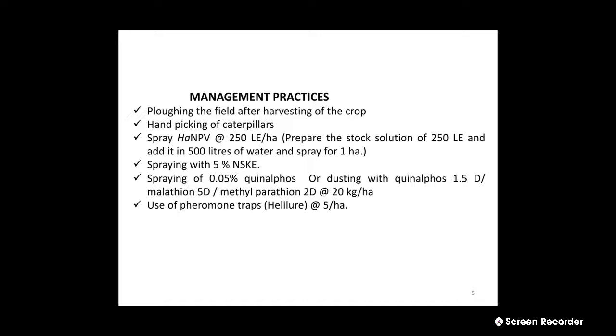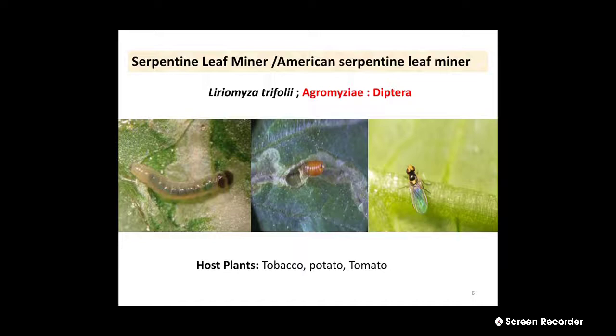Then the second pest of tomato is serpentine leaf miner or American serpentine leaf miner. The scientific name of this pest is Liriomyza trifolii, and it belongs to family Agromyzidae and order Diptera. In the image we can see the different life stages of leaf miner, that is larva, pupa and adult fly of the leaf miner. The next point is host plant. The host plants of this pest are tobacco, potato and tomato.